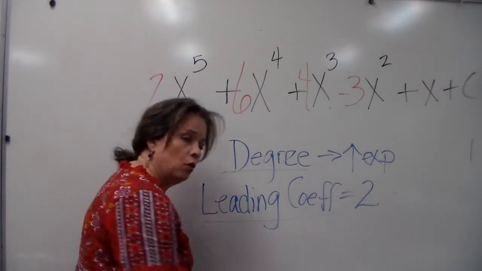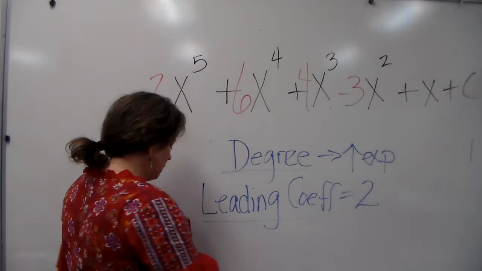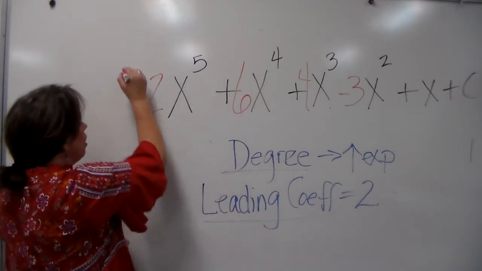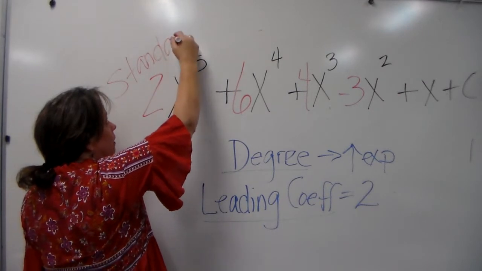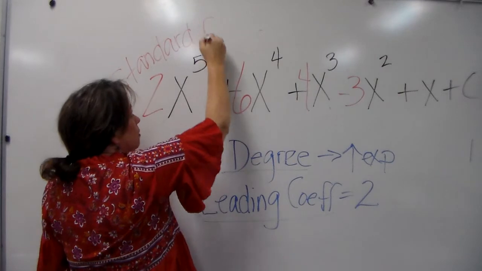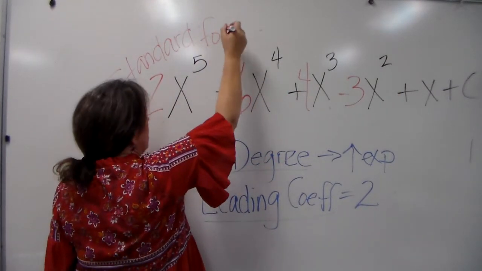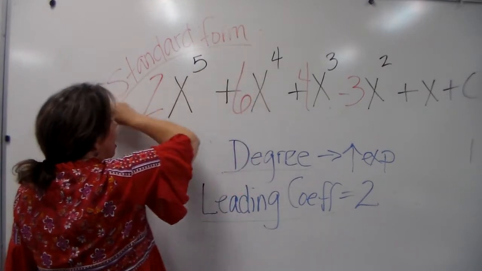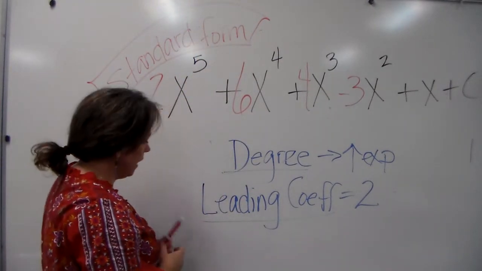And whenever you are writing your answer, you need to always put your answer in what we call standard form. And that's when our terms are in order, with the biggest exponent first and then going down from there. So remember, all of the answers need to go in standard form. Okay?